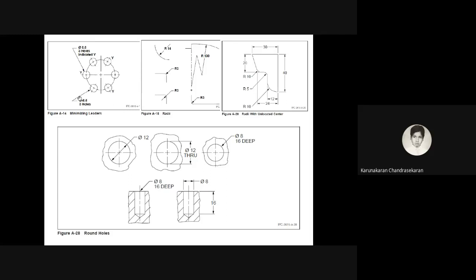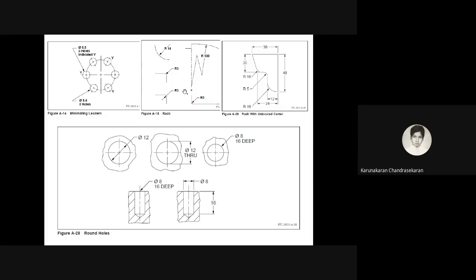Then the next one: how to minimize the leaders which we provide. Suppose you have 6 holes, you need not write all the dimensions. Generally, we have done this in engineering graphics, but still I'm just repeating it with respect to IPC 2615. You find we have 3 holes of 8.8 units diameter, and they have indicated only one, with a marking Y. So this Y hole has 3 numbers, 1, 2, 3. What is the diameter? They have given the diameter itself.